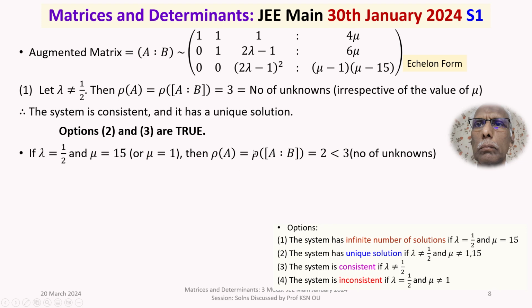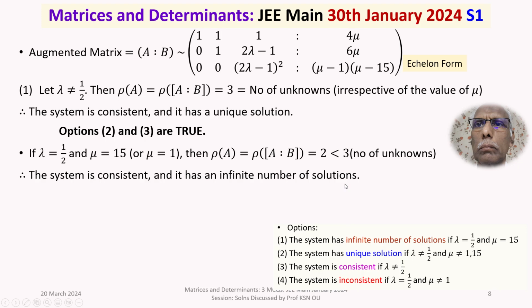So the rank of A is equal to the rank of the augmented matrix, which is equal to 2, less than 3, the number of unknowns. Here we have taken mu equal to 15 or mu equal to 1, any one of them will be okay. So 2 is less than 3, therefore the system is consistent and it admits an infinite number of solutions. So lambda is equal to 1 by 2 and mu is equal to 15. So go to option 1: the system has an infinite number of solutions. Yes, so option 1 is also true.